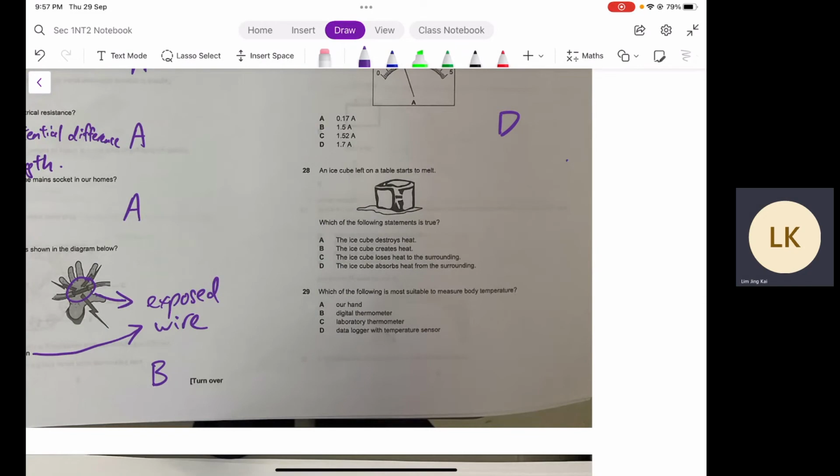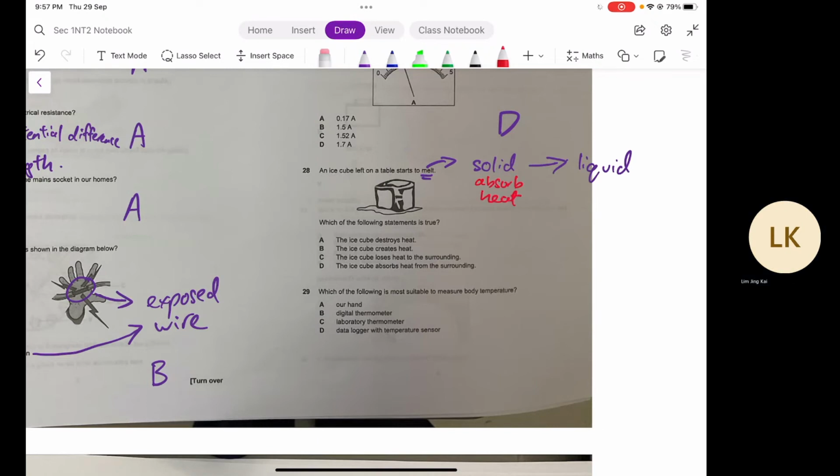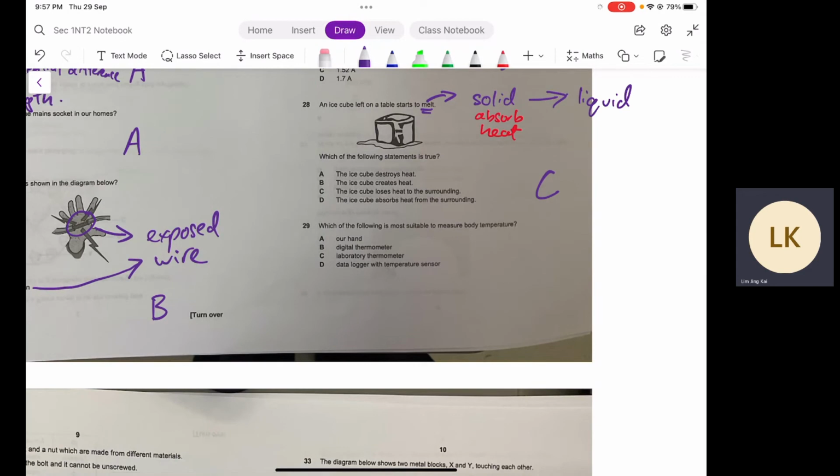28. An ice cube left on the table starts to melt. When we see the word melt, you should think of it as solid changing into liquid. But in order for this to happen, the solid must absorb heat so that it gains enough energy to become liquid. So if you look at the answers, only C is the best answer for us.